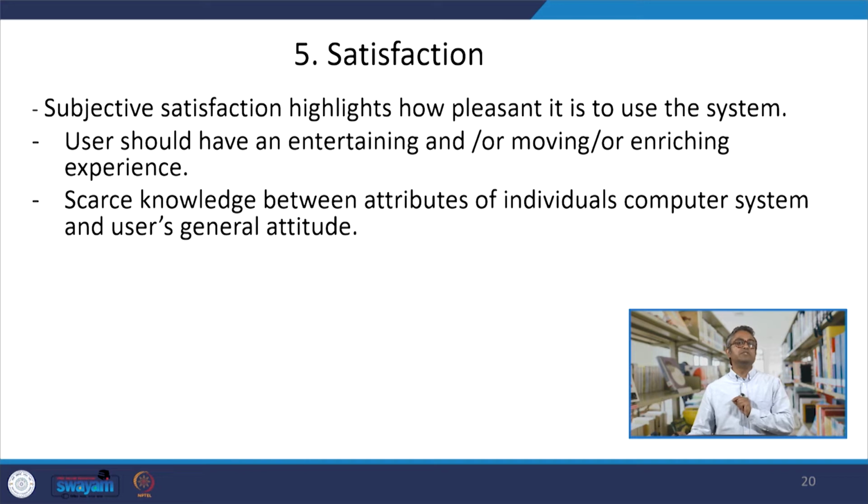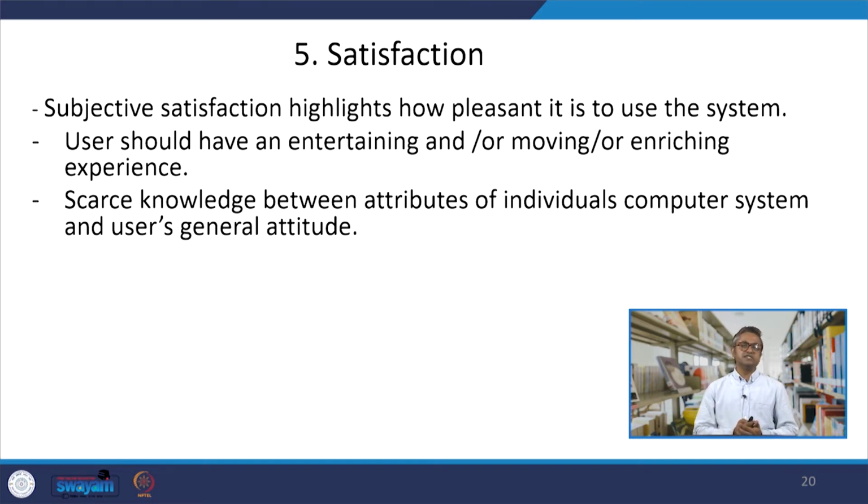Scarce knowledge is limited between the attributes of the individual, how the individual computer system is, and what the general attitude of the user is to handle a problem. The interface may change. Imagine a Windows user switching to a Macintosh user. The attributes of the individual computer system Windows were very distinct from the Macintosh system. Now we do not have a universal design, but that is why the designers are working day and night to come up with a universal design.